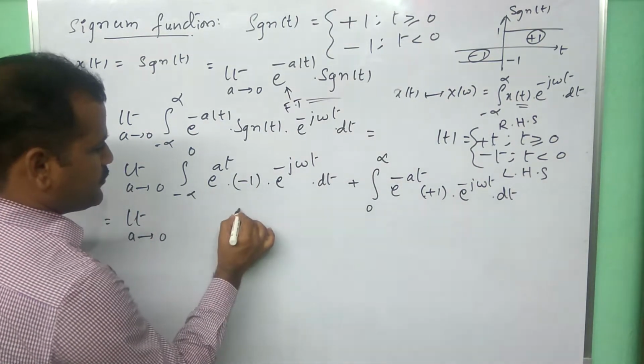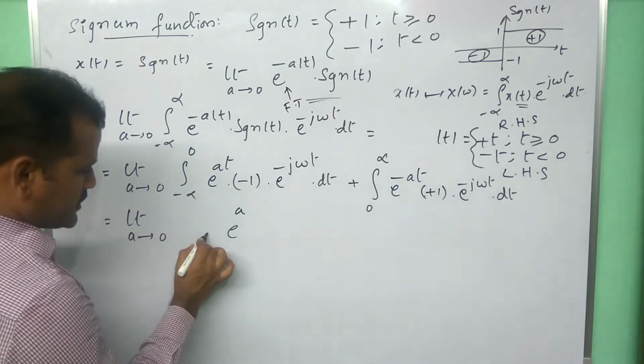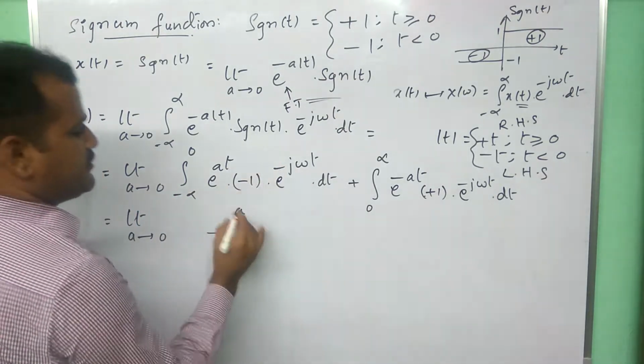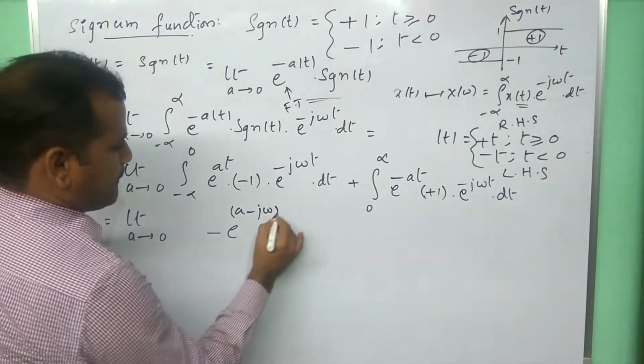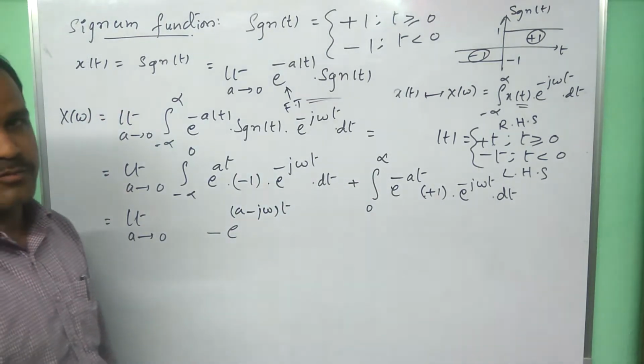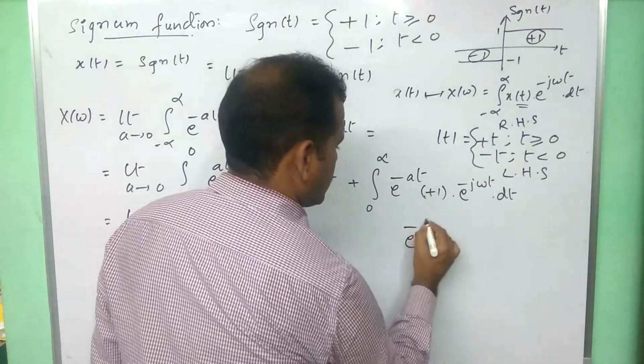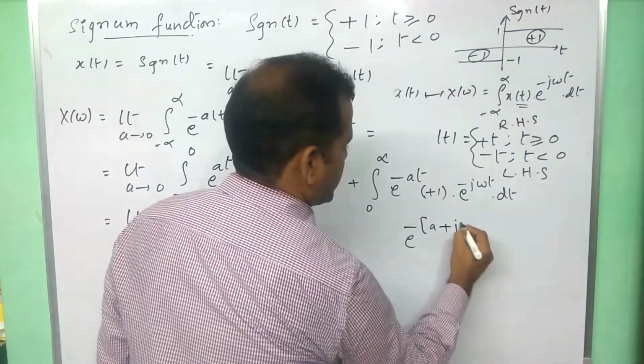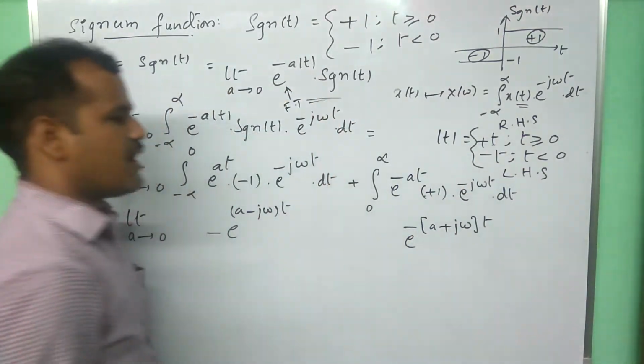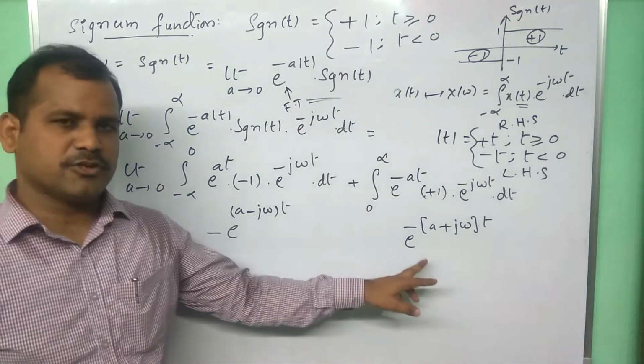I am combining these two exponentials. The e to the power of minus sign is there, so let us take minus here: minus (a minus j omega) t. This is the common exponential. Here e to the power of minus t common, so minus of (a plus j omega) t. After combining the exponentials, we are getting these two terms.